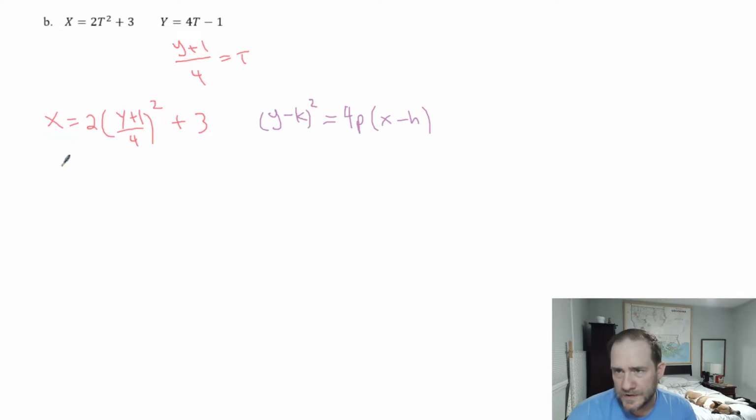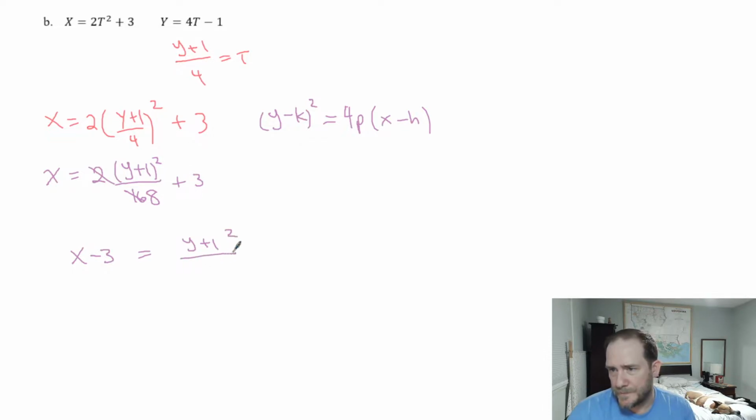So, alright, let's start off slow. I'll leave the 2 alone. We'll square this, so we'll get y plus 1 quantity squared all over 16 plus 3. The 2 can cancel with the 16, just give us an 8. And what would I do? I think we'll want to minus the 3. That'll give us an x minus 3. That equals y plus 1 squared over 8.